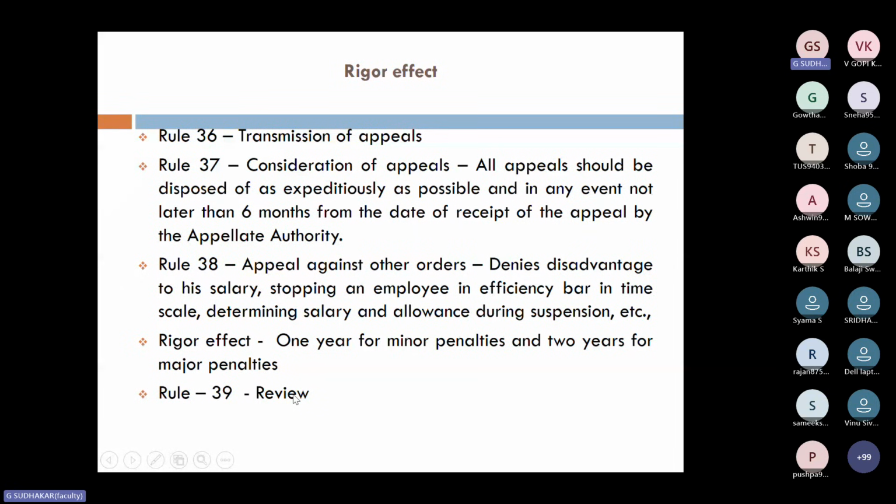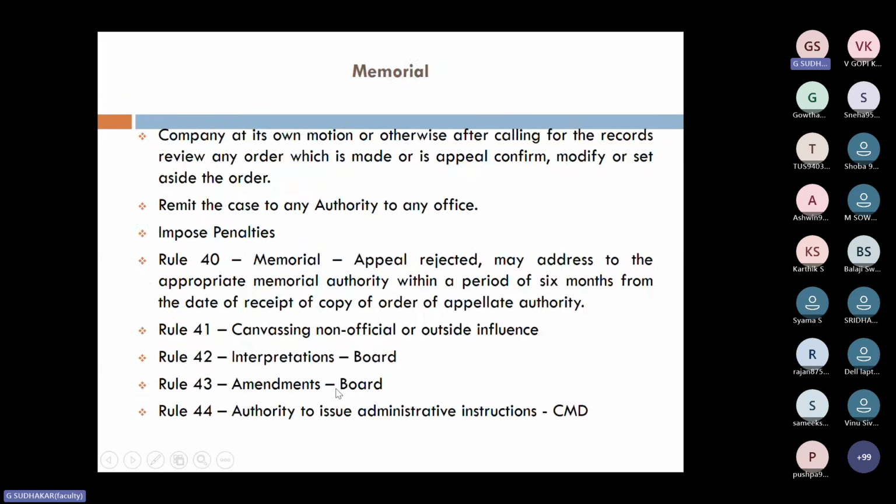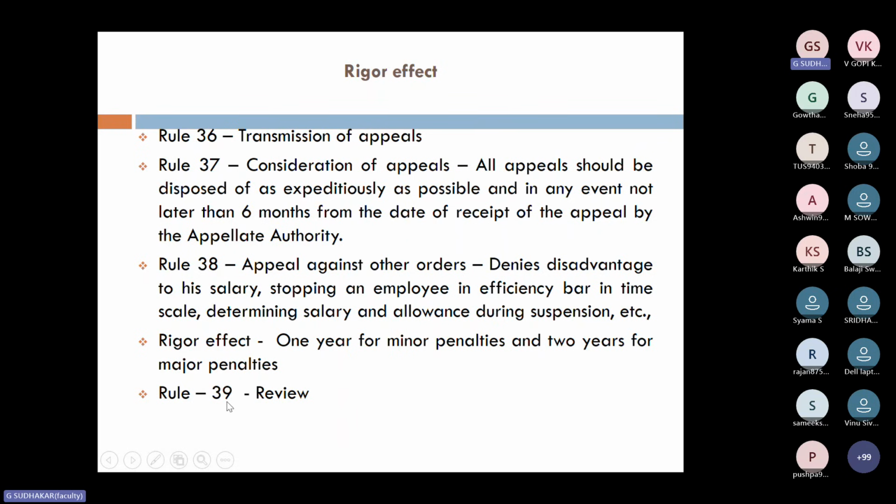Third, rule number 39 is the review or memorial, which is normally by the company's higher official, the chairman. The company at its own motion can make the review petition and impose the penalty. And rule number 40 says memorial, appeal rejected, and within 6 months he has to appeal to the memorial authority. Who is the memorial authority? We will see. So rule number 40 is important. Rule number 39 is review by the management itself.